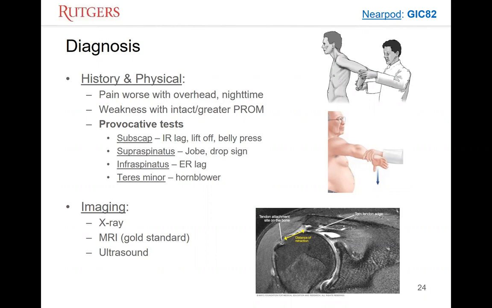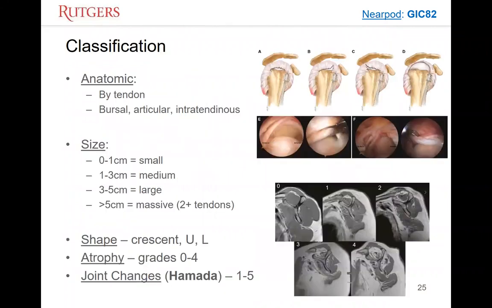However, MRI remains the gold standard for evaluating the tendon itself, and can help demonstrate the size, shape, and degree of atrophy and retraction of the tear, as well as the status of the biceps tendon and any other intra-articular pathology. Ultrasound can be used to diagnose rotator cuff tears as well with similar accuracy, but it's more user dependent and can't evaluate for other intra-articular pathology.